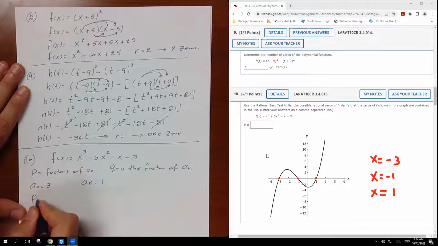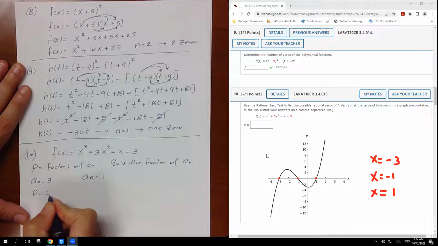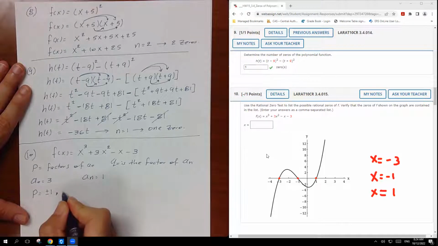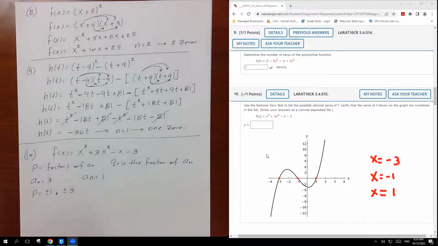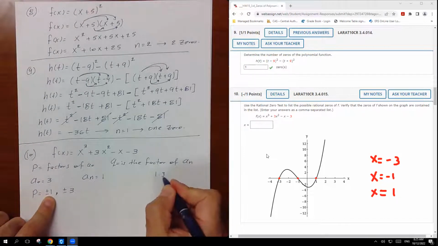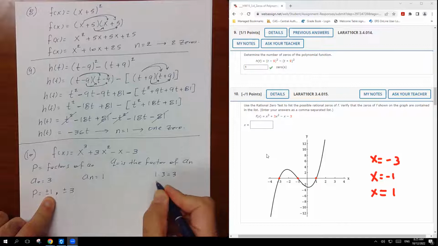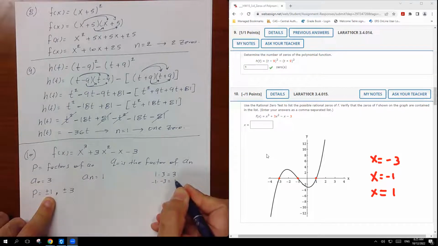Now, P equals what? All the factors for the 3. That means which number you're going to multiply by another number to get 3 or negative 3. We can multiply 1 times 3 or negative 1 times negative 3. So plus or minus 1. The second one, plus or minus 3. Why am I doing that? Because 1 times 3 is going to be 3, and negative 1 times negative 3 is going to be 3.